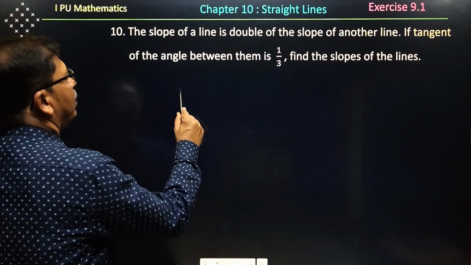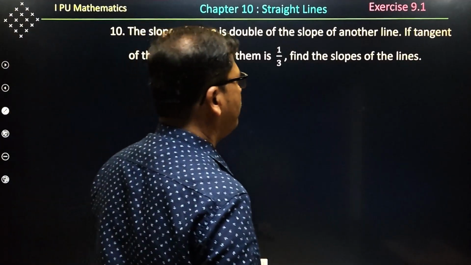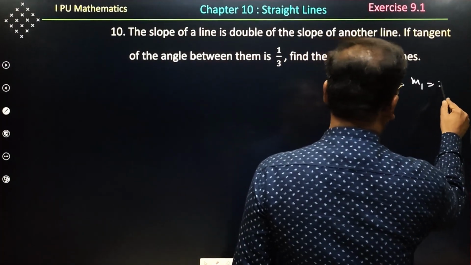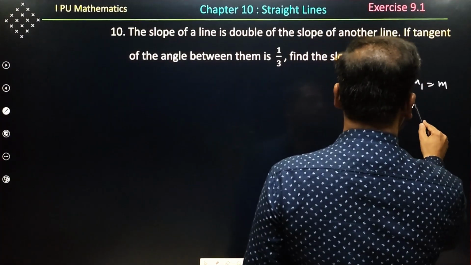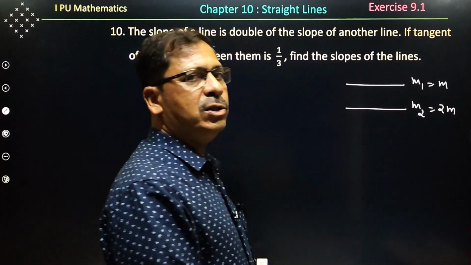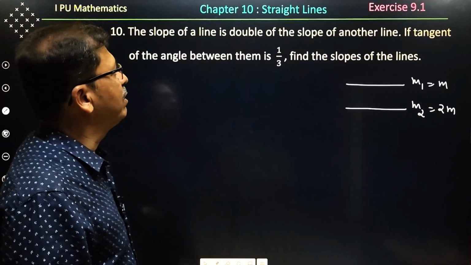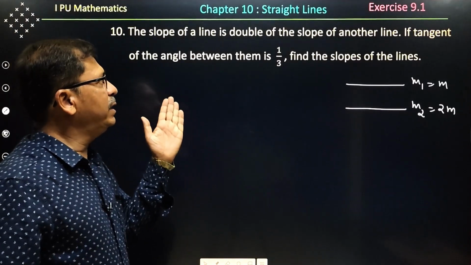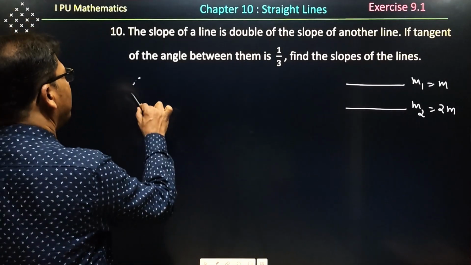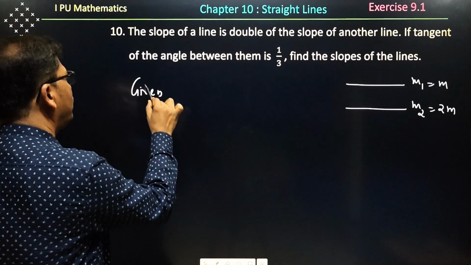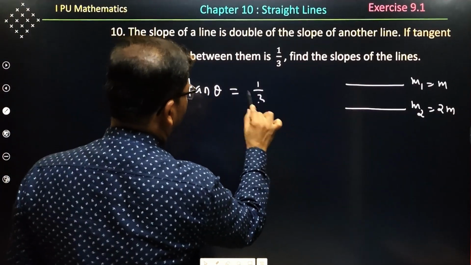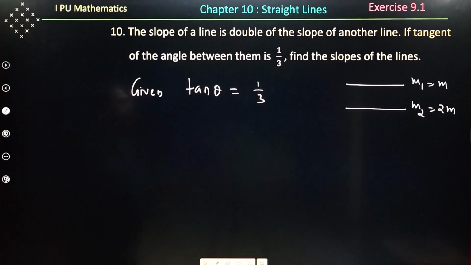Okay. See, this is line 1. Take its slope, m1 is equal to m. This is another line. Take its slope equal to 2m here. Slope of another line is twice the slope of the first line he has given. Double. Slope of a line is double the slope of another line. If the tangent of the angle between the two, tan of theta, is found to be 1/3. Find the slopes of the lines.